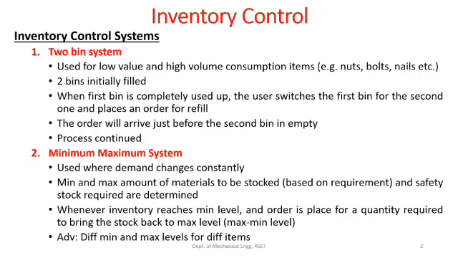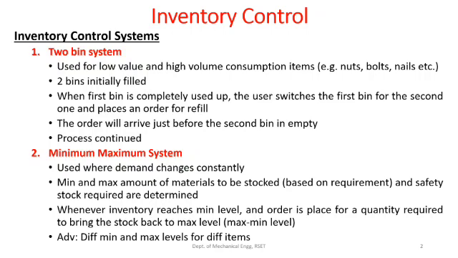In the minimum maximum system, whenever the inventory level hits the minimum level, a reorder is placed for a quantity required to bring the stock back to the maximum level. This quantity required is the difference between the minimum and maximum level plus the demand during lead time. The advantage of the minimum maximum system is that different minimum and maximum levels can be defined for different kinds of items.